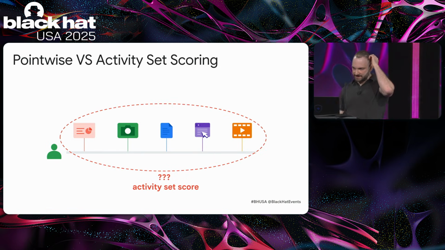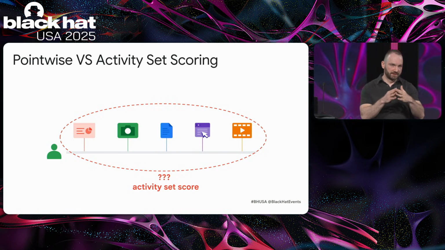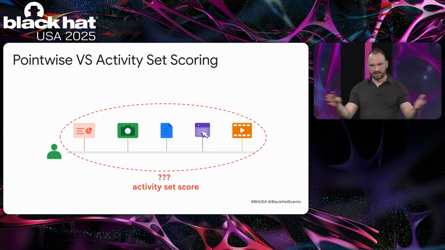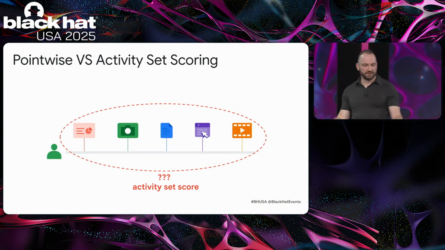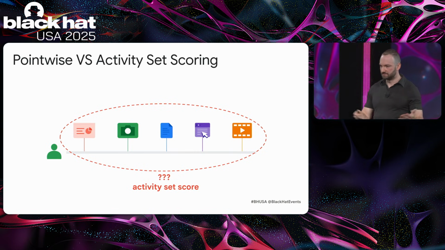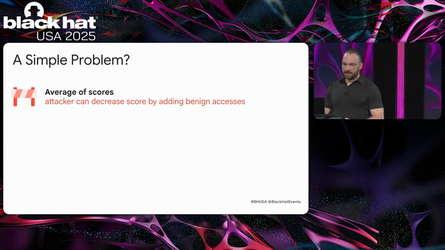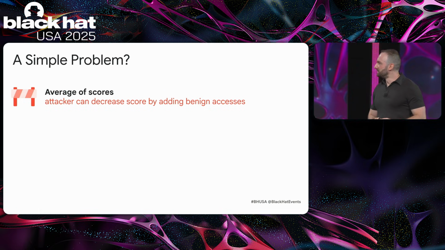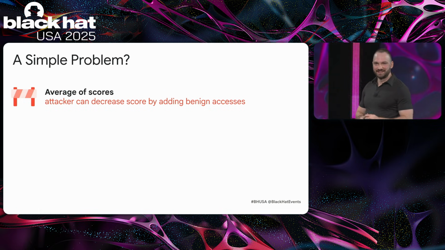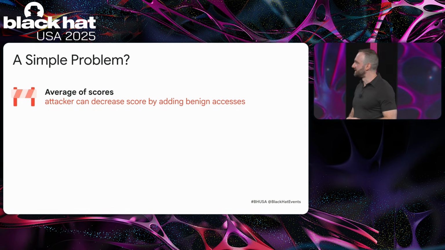But in practice, we also need to answer the question of, for this particular user and this particular activity set that represents maybe one day of actions, what would be the score? What would be the anomaly score of all these accesses considered together? OK, so I'm going to go through a few attempts at designing a reasonable way to aggregate those scores, and then we're going to see the issues here.